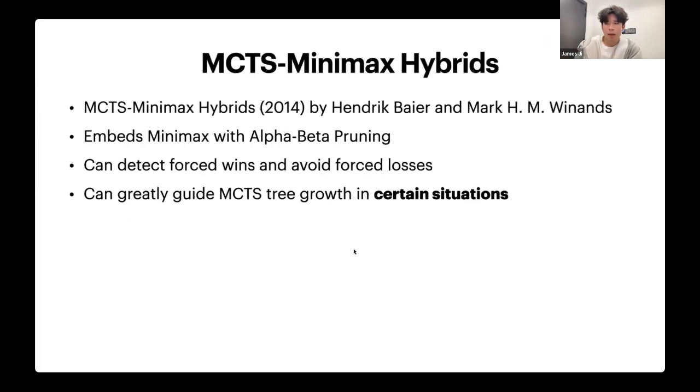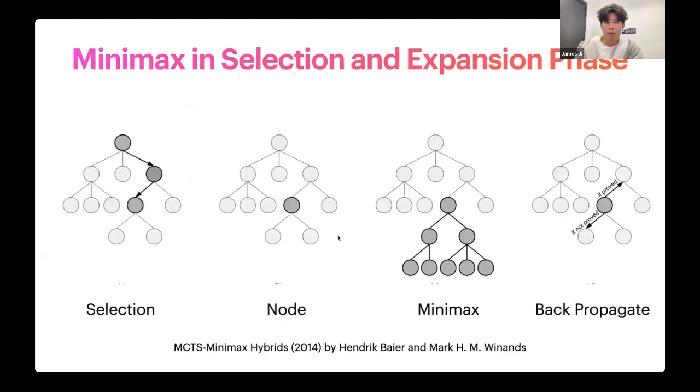So in 2014, there was an interesting paper which combined MCTS with minimaxes with alpha beta pruning. And it did it so it could avoid forced losses and detect forced wins. And this hybrid model could greatly guide the MCTS tree growth in certain situations with many decisive lines of play. So the authors in that paper introduced 3 different hybrid models, and I'll talk about one of them because this is the one I'll be basing my dynamic depth models on.